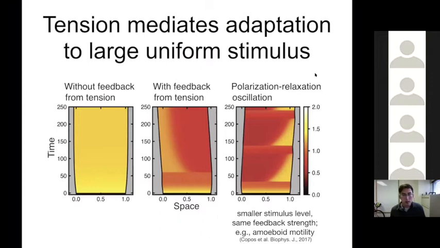Now, one other interesting observation, kind of a prediction of this model, is that if you change the parameters, you're able to attain a sort of polarization relaxation oscillation, where the cell alternates between a period of polarized and directed movement, and then a little period where it just relaxes. And this is very similar to other kinds of motility, instead of polarized directed motion, a stepping motility, which is observed in other cell types.